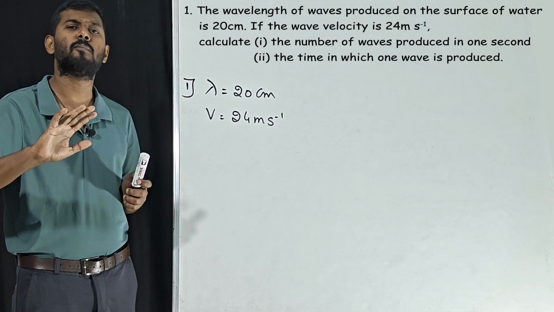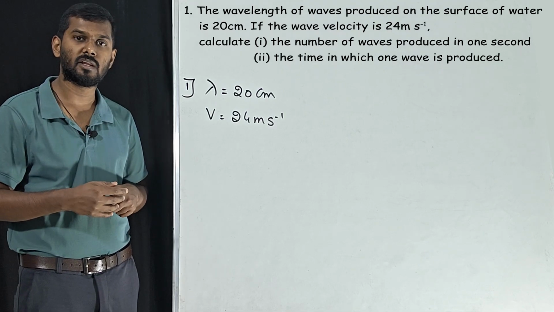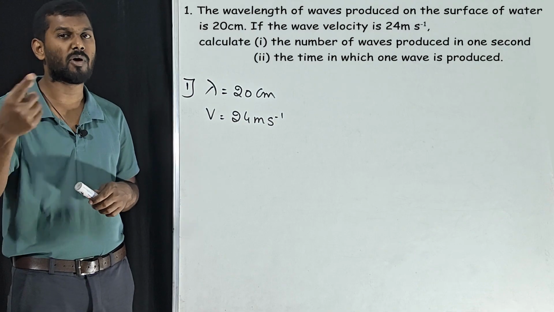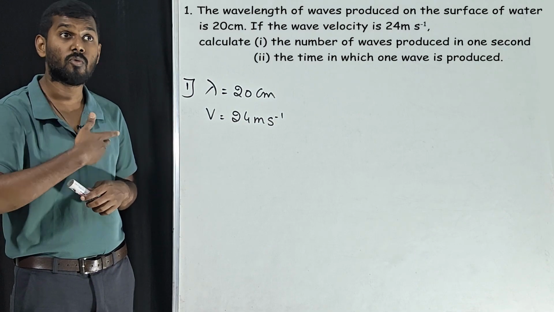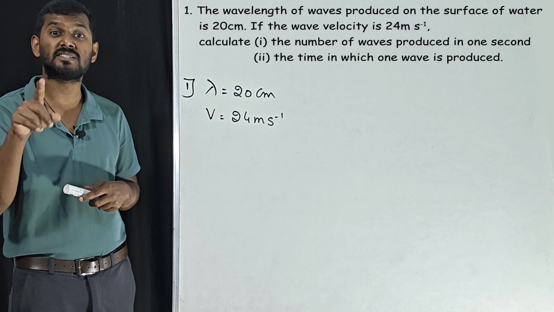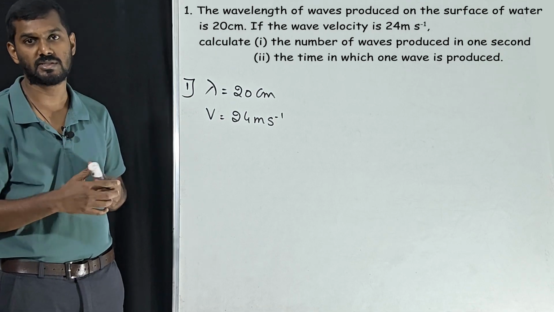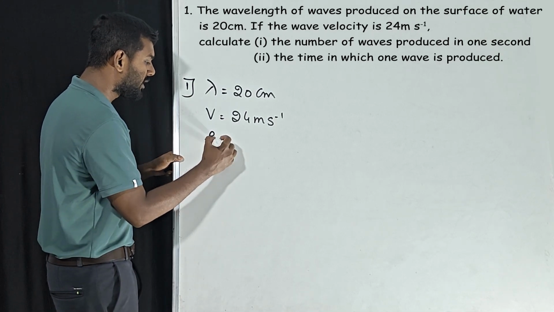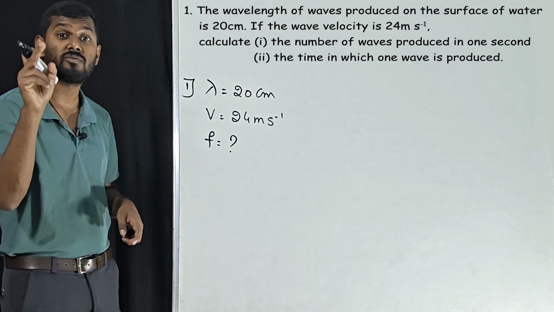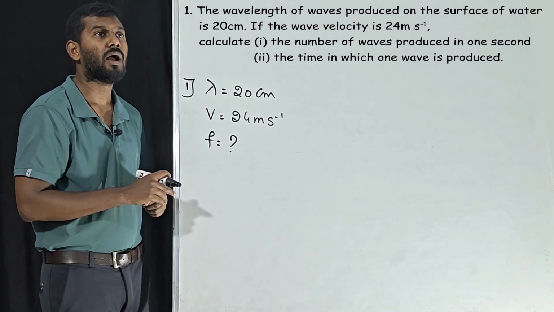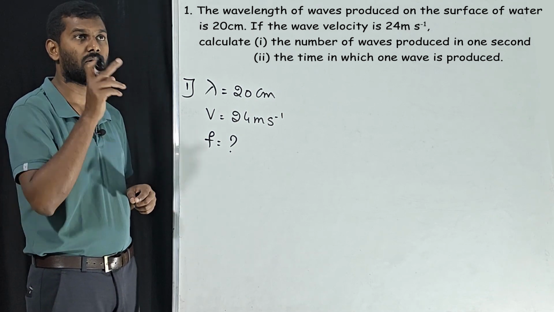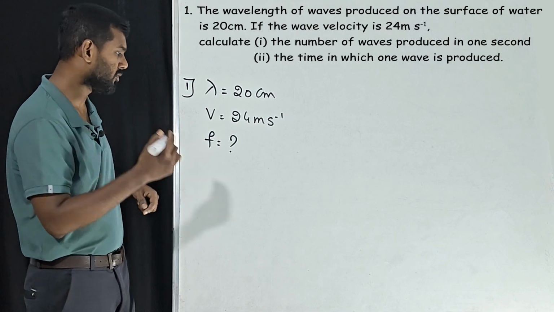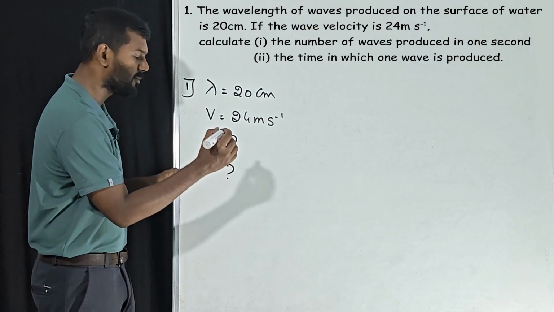What do we mean by the number of waves produced in 1 second? That is nothing but the number of vibrations in 1 second. This is nothing but the definition of frequency, so we need to find the frequency. This is why the concept video is important. Then the time taken in which one wave is produced, so we need to find the time also.